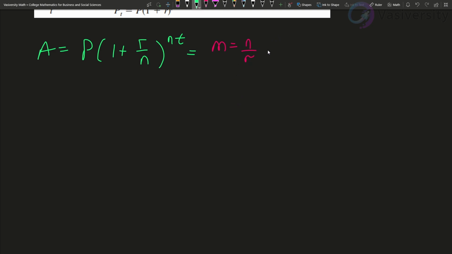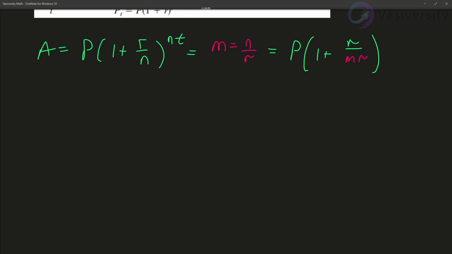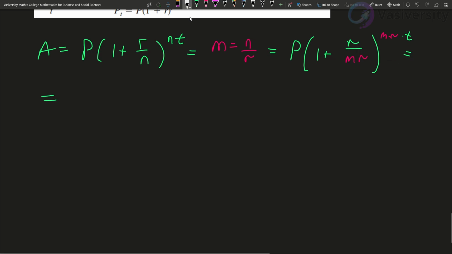Okay, and that will lead us to P times (1 plus R divided by M R) to the power of M R T. So M times R times T. Now R and R cancel out, right? We can see that here. So what we're going to have is P times (1 plus 1 over M) to the power of M R T.